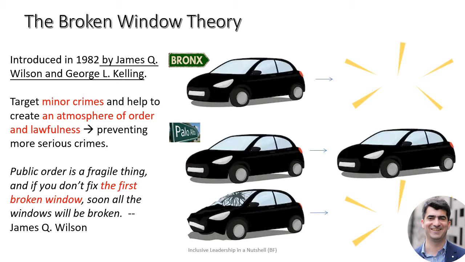Basically, they suggest that by targeting minor crimes and helping to create an atmosphere of order and lawfulness by controlling the minor crimes, we can prevent more serious crimes. In short, this theory says that if a window in a building is broken and is left unrepaired, then all the rest of the windows will soon be broken.